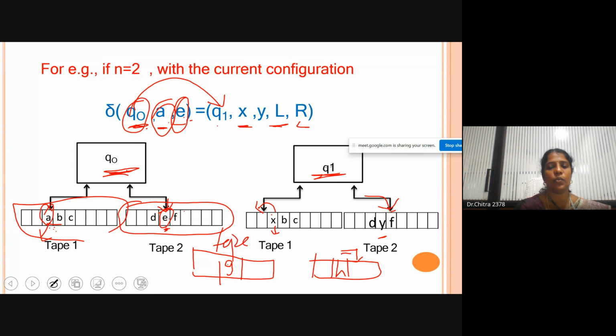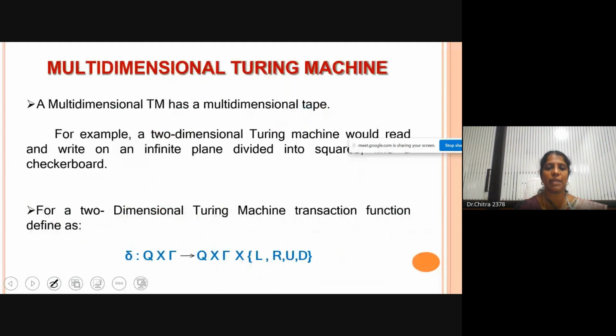Now I have included one more tape and the tape content is F. Here you write F. One more tape content is added. Then I have changed this F into H. So A is converted into X, E is converted into Y, and F is converted into H. So include H here, and for this one, the move is left or right. Based on the number of tapes, the number of tuples in the transitions can also change. That's the concept of the multi-tape Turing machine.